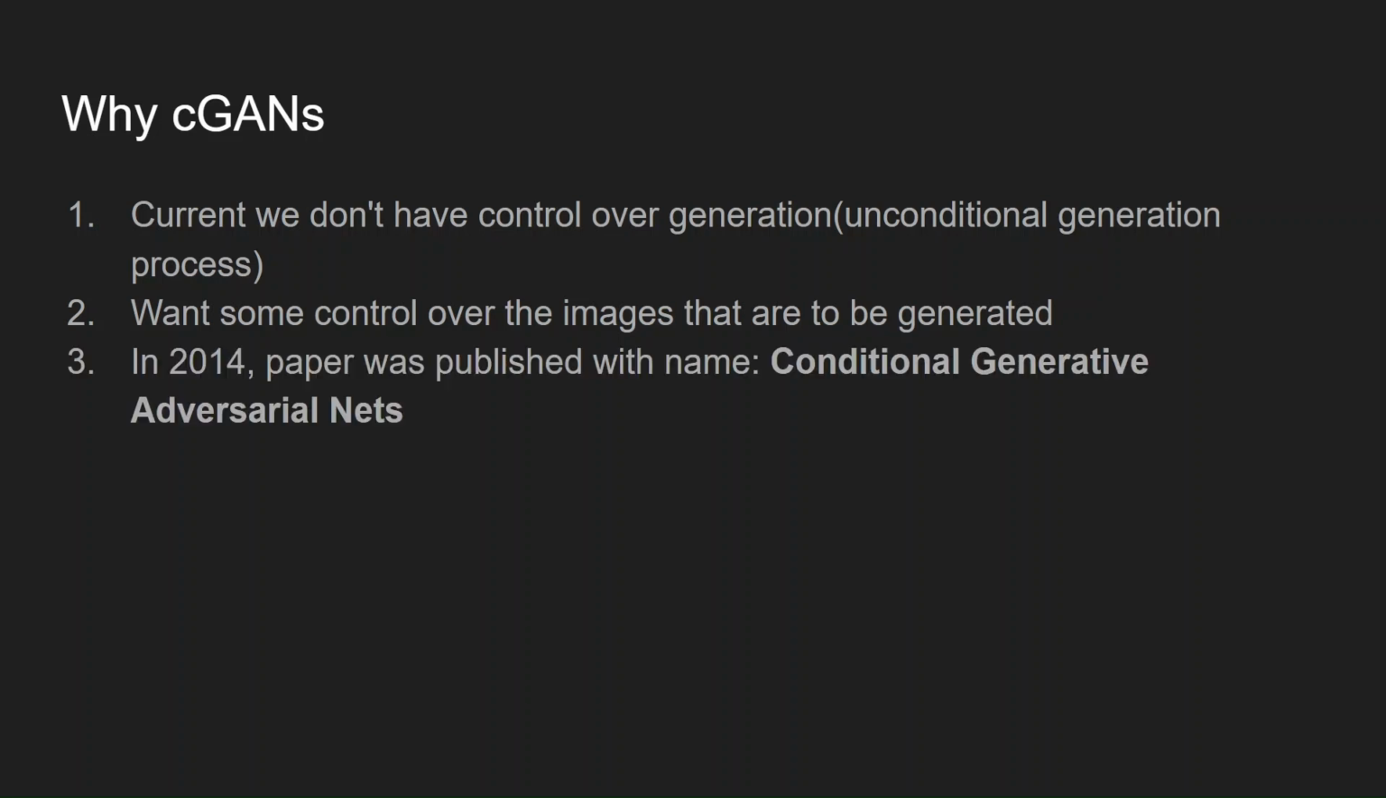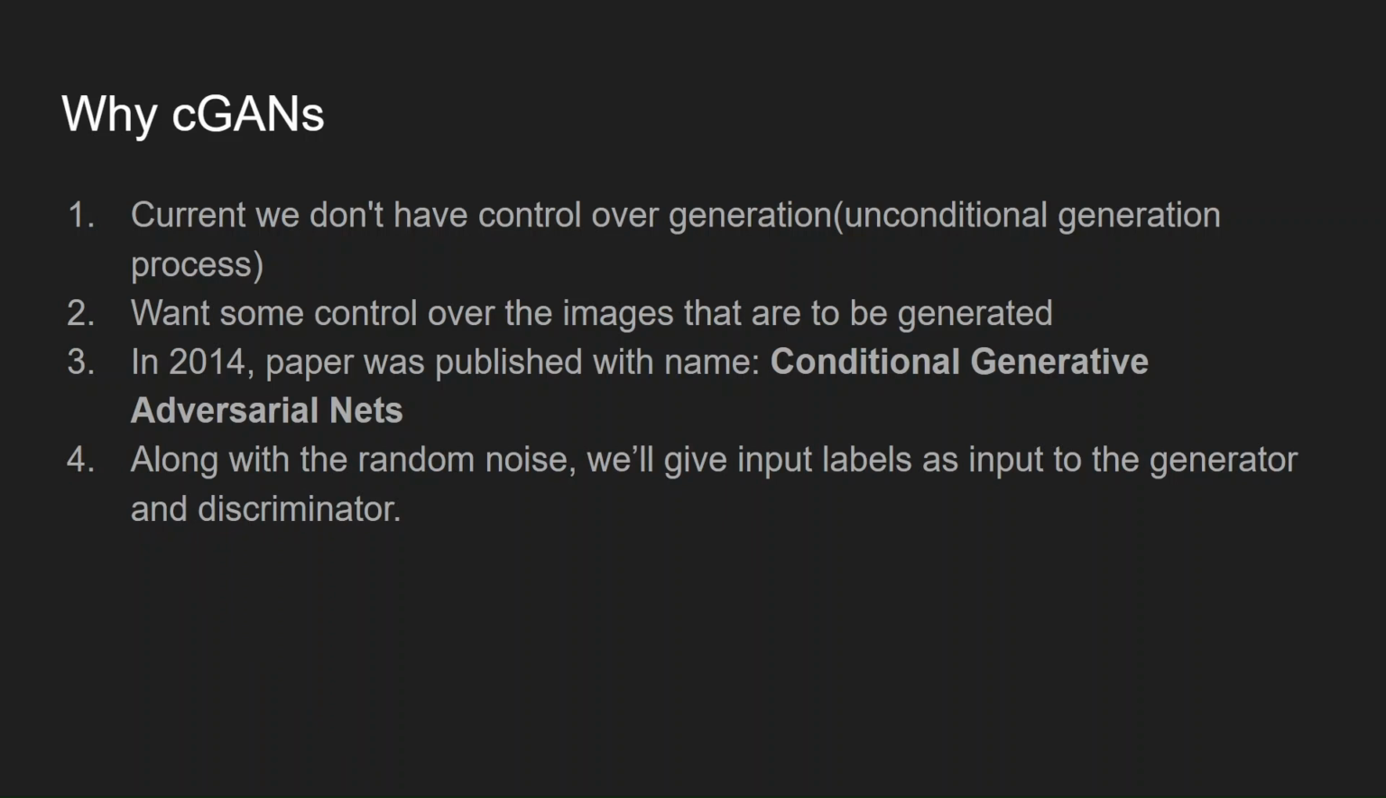That's why in 2014 a paper was published with the name Conditional Generative Adversarial Networks. So in this architecture, instead of just giving the random noise as an input to the generator, we are going to give the input labels as an input to the generator and discriminator as well. Those input labels will tell the generator how to convert this random noise into the image. For example, if the labels are for sneakers, then the generator will convert that random noise into a sneaker image. So this is going to give us control over its generation ability.